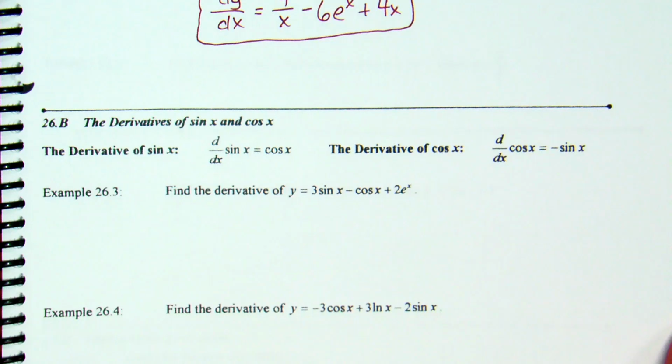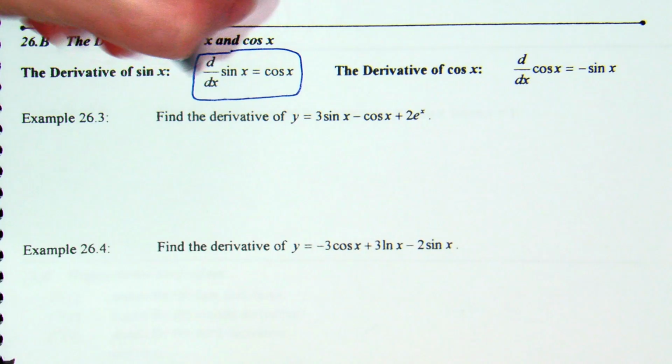Two other rules. Derivatives of sine and cosine. You ready? The derivative of sine x is cosine x.